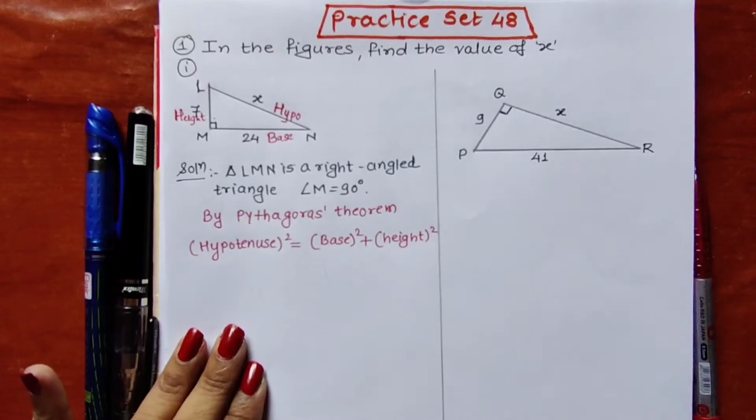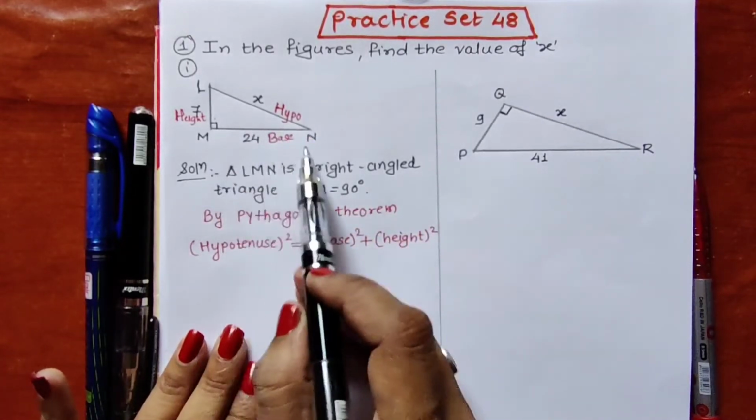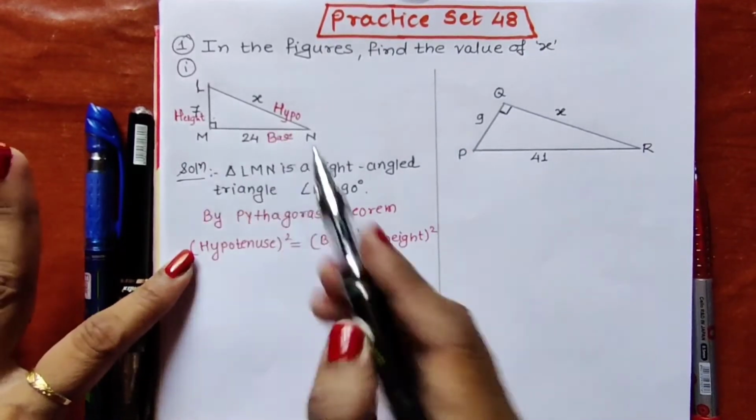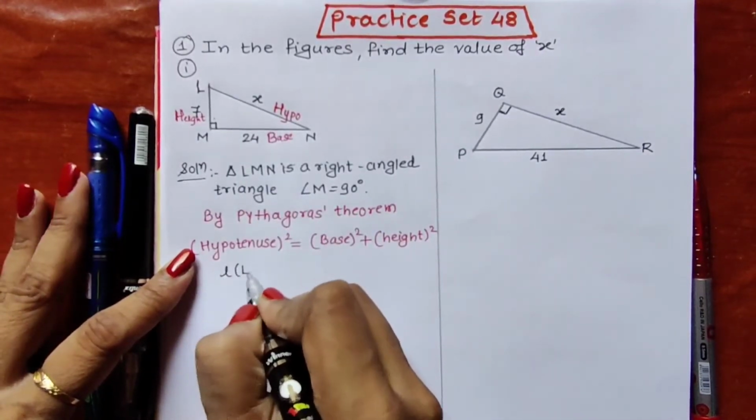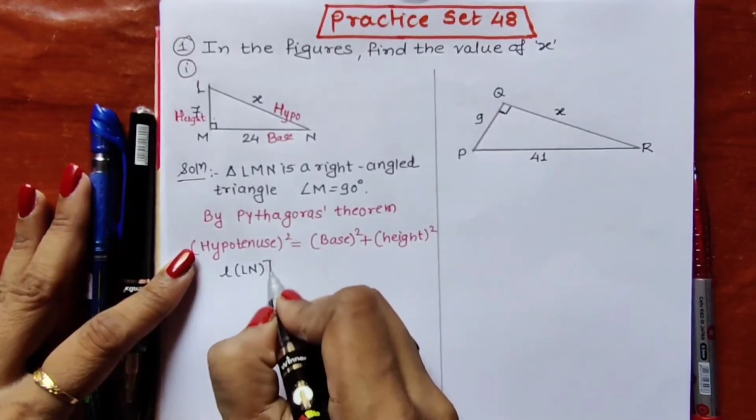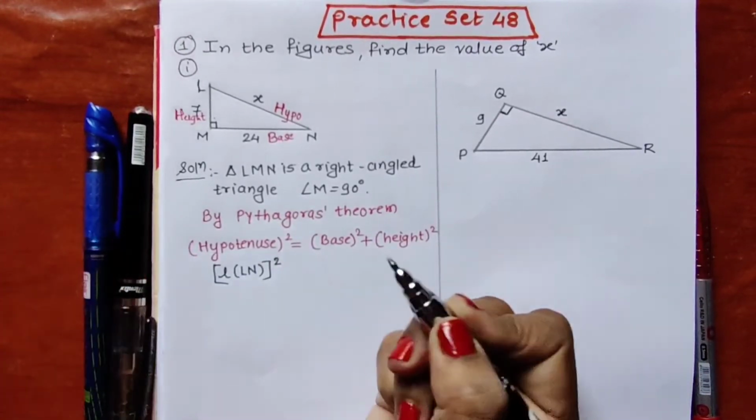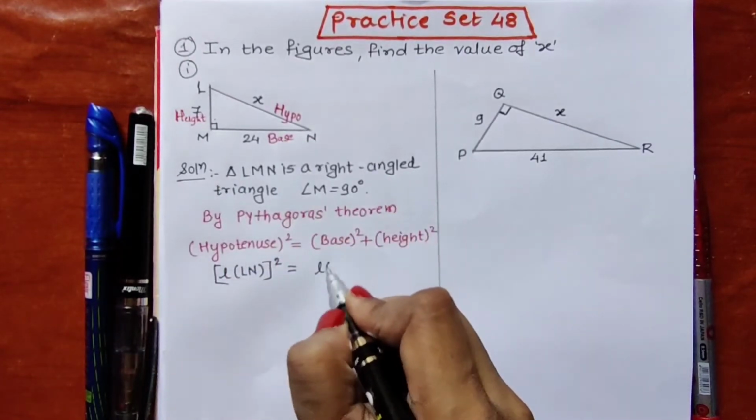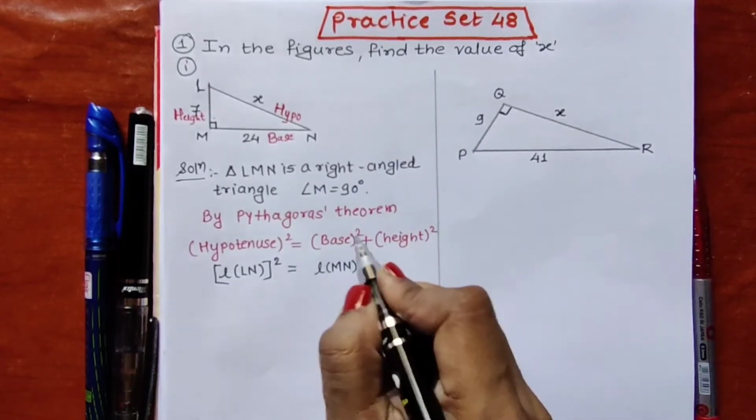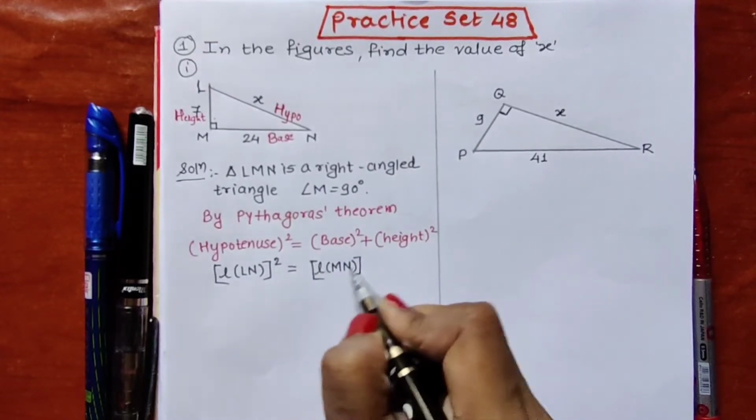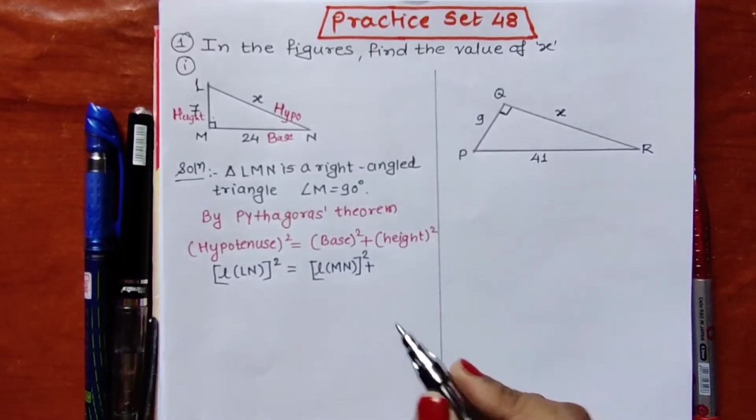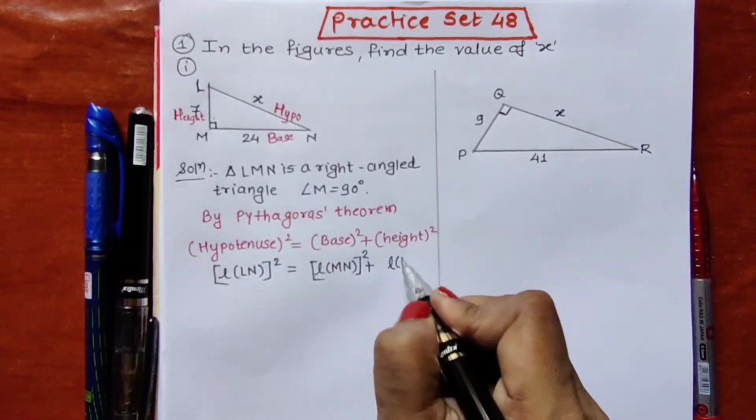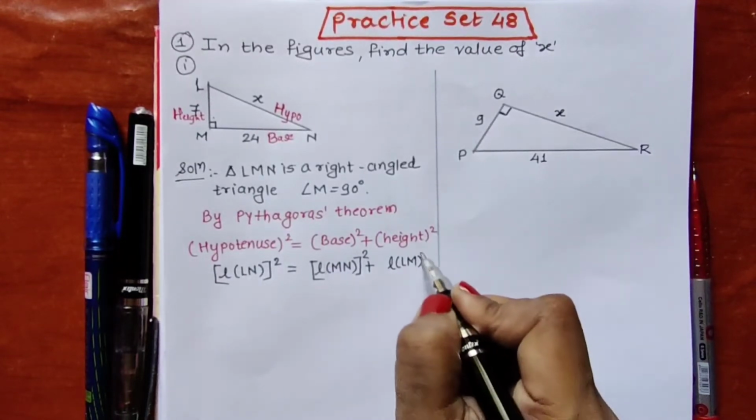Now here we have written which side is hypotenuse, which side is base, and which is the height. So we will be writing the name of sides now. Hypotenuse is LN, so we should write length LN. Now hypotenuse square is there, so we have to put square here, length LN square. Similarly, base name is MN, so we write length MN, but base square is there, so we have to put square to MN also. Plus sign is there, so put plus sign. Height square, height is LM, so I write length LM, and square is there, so we have to put square.